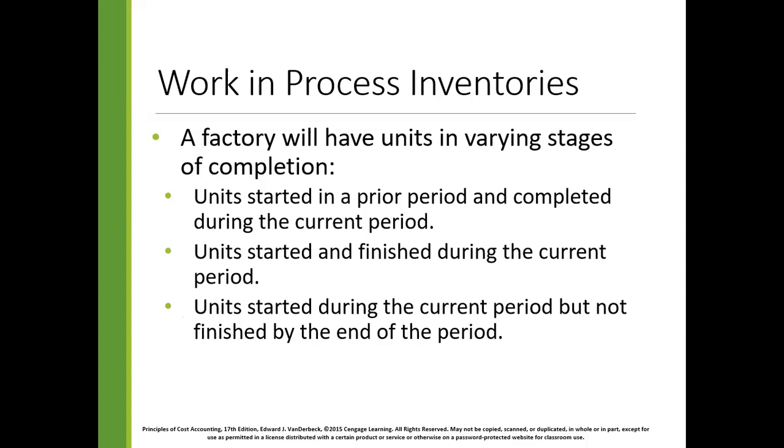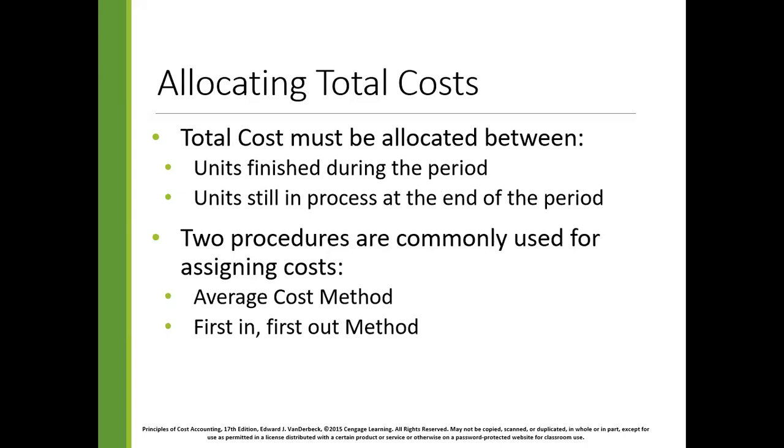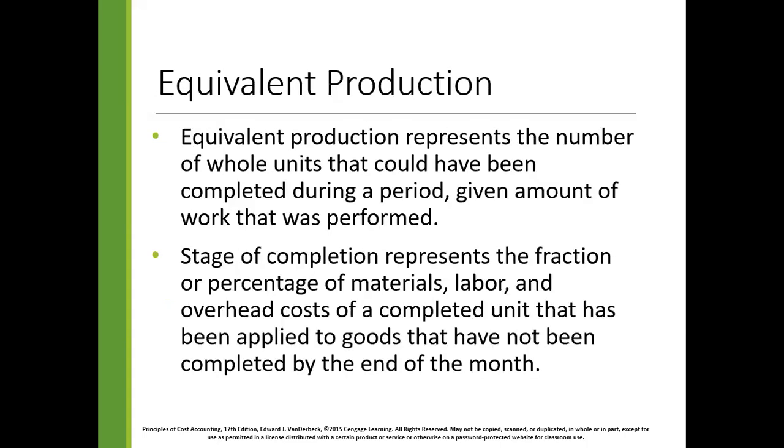Units started in a prior period and completed during the current period. Units started and finished during the current period. Units started during the current period but not finished by the end of the period. Allocating total cost. Total cost must be allocated between units finished during the period and units still in process at the end of the period. Two procedures are commonly used for assigning cost: average cost method and first in, first out method.